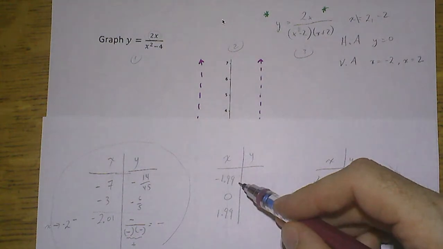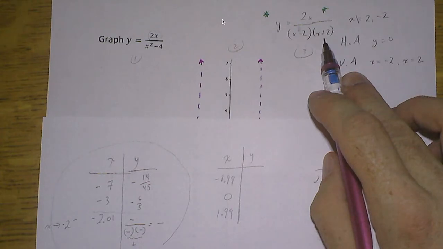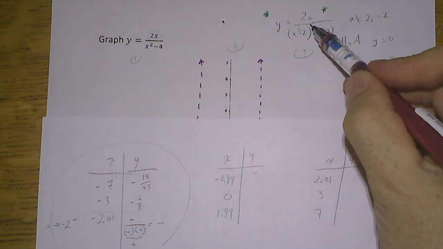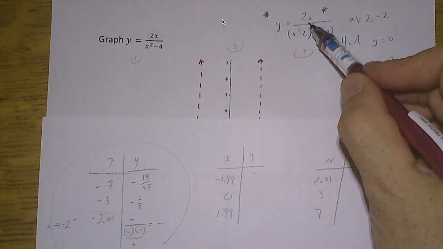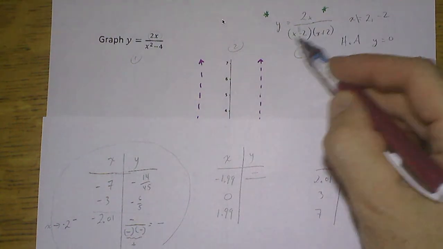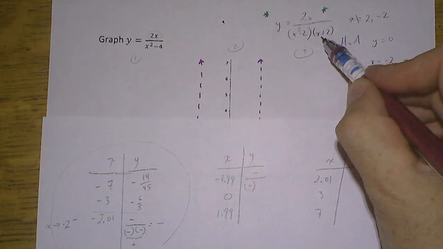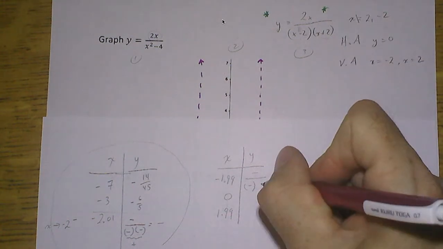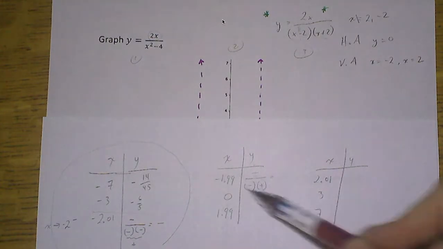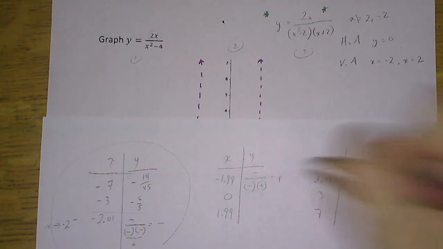Now, if I plug in these x values into this function, again, I'm going to use the sign test. What I notice is that the numerator, 2 times negative 1.99, is going to be negative. Divided by negative 1.99 minus 2, this factor will be negative. Negative 1.99 plus 2, this factor is going to be positive. So overall, my denominator is going to be a negative. A negative divided by a negative is a positive.